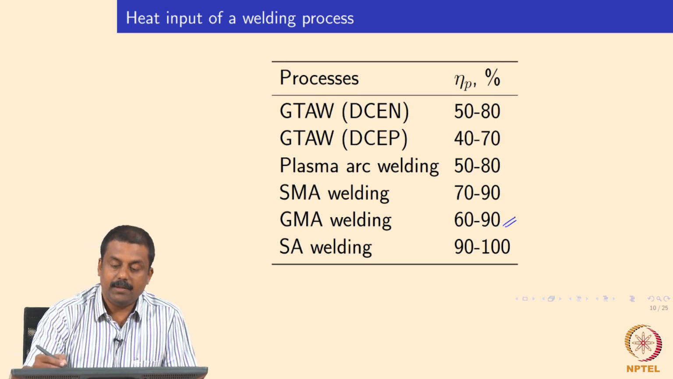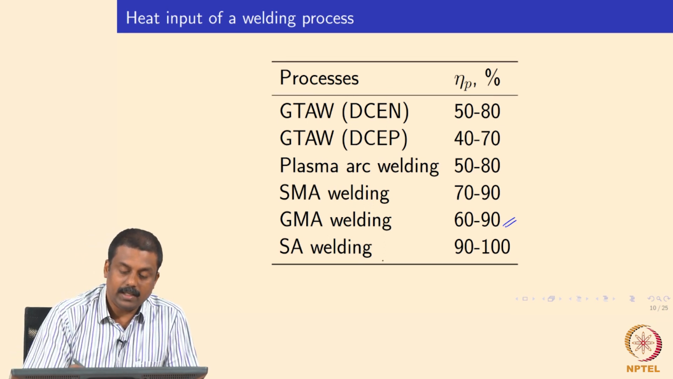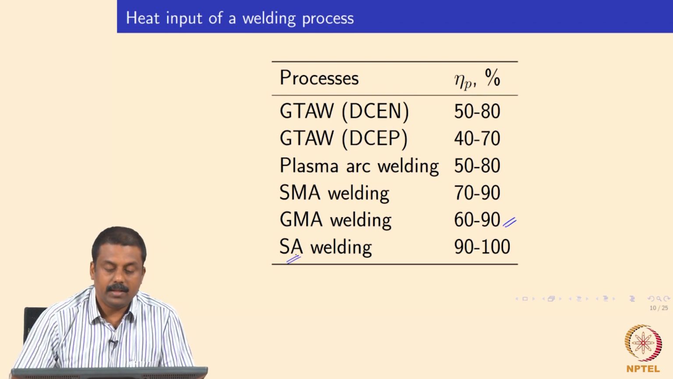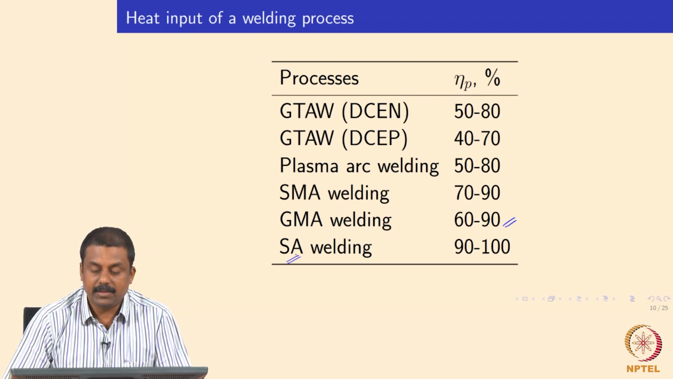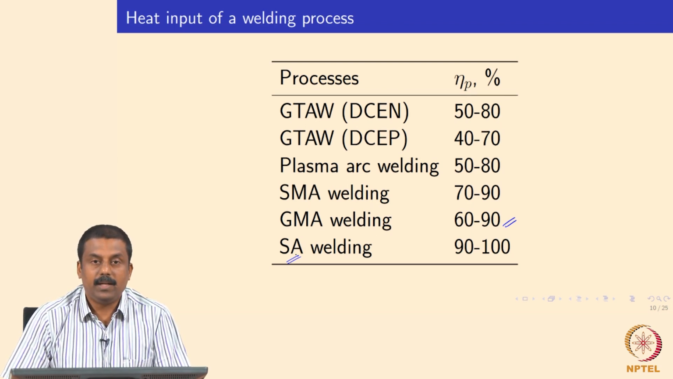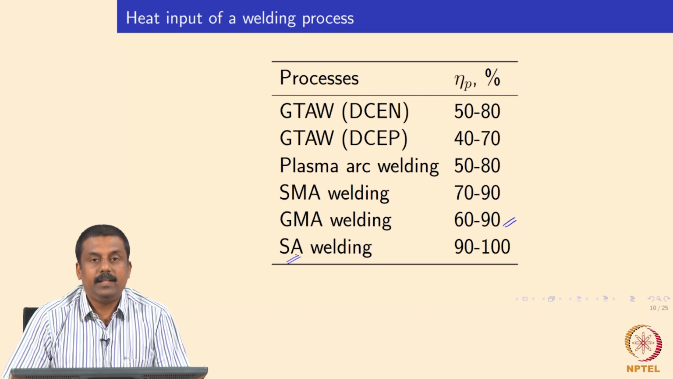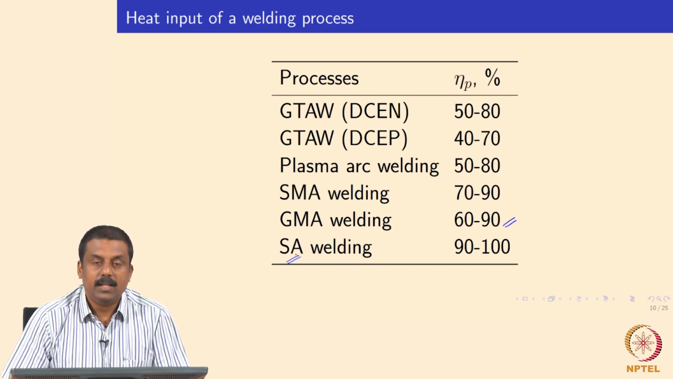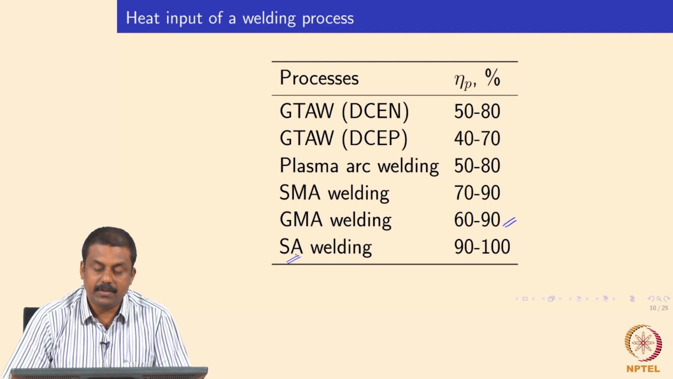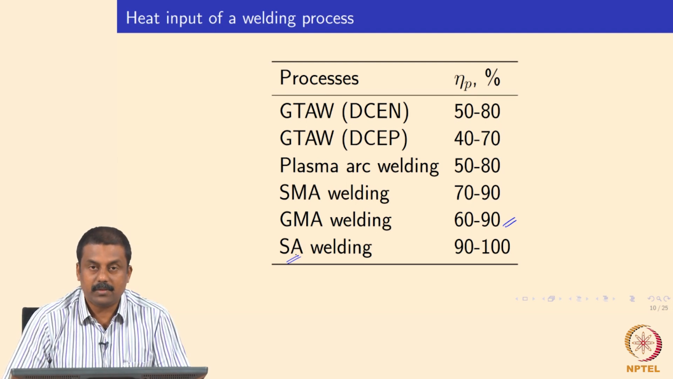And you also see I listed various processes. The other variant of GMAW is the submerged arc welding process, which has the highest efficiency. Why? Because the arc envelope is completely covered by the flux in submerged arc welding. So whatever heat is generated is entirely transferred towards the workpiece. That determines the efficiency of the process. For a GMAW process, the amount of heat actually transferred from the arc to the workpiece is somewhere between 60 to 90%.